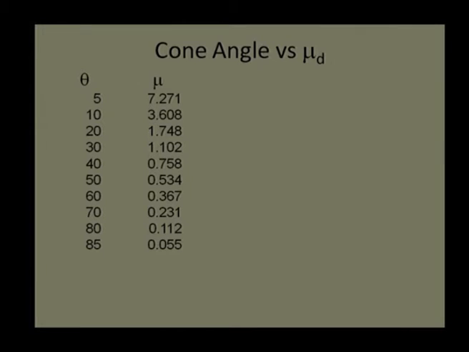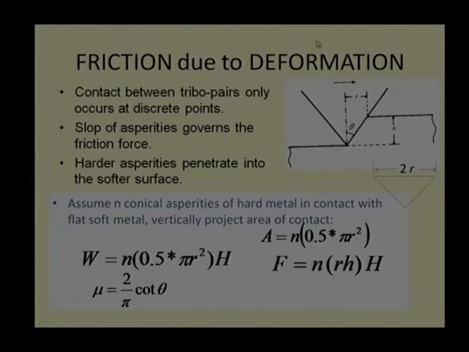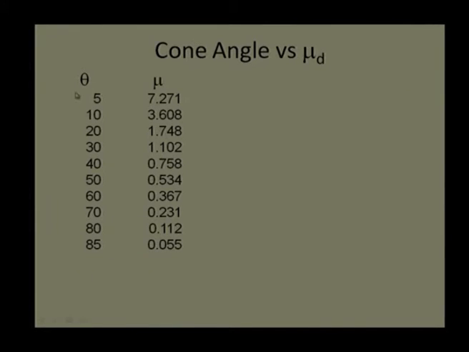I did some calculations and gave them in tabular form. You see, when theta is very small, that means the asperity is very sharp. In that case, what will happen? It will penetrate immediately. It is more like a needle, it will penetrate immediately. However, if theta is increased to 85 degrees, it is almost a flat surface, and then the coefficient of friction reduces to a very low value, almost negligible, say 0.055. For intermediate values, maybe 80, 70, 60, some coefficient of friction is given.